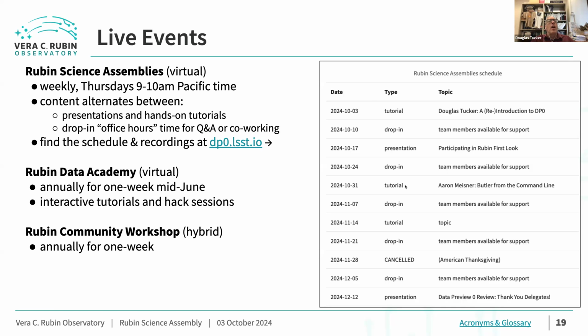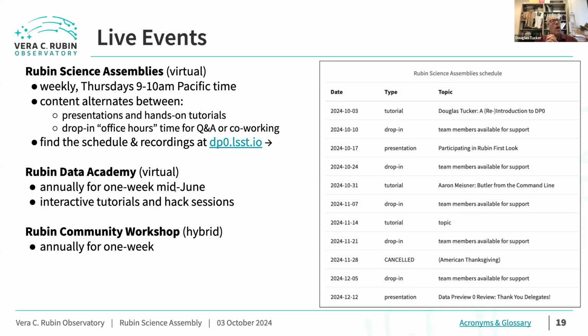at dp0.lsst.io. And here's the current version. So today we have today's tutorial. Next week there'll be a drop-in office hour, and then there'll be a presentation on pursuing Rubin first look real data, and so on, and for the rest of the year. And then there's more listed. I just showed here those things for the rest of this calendar year.